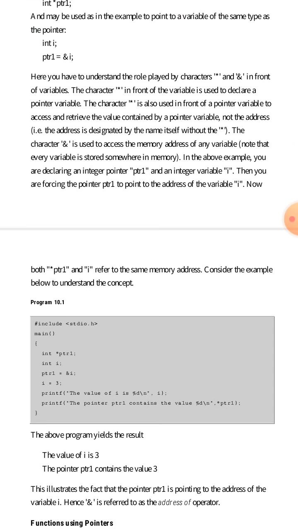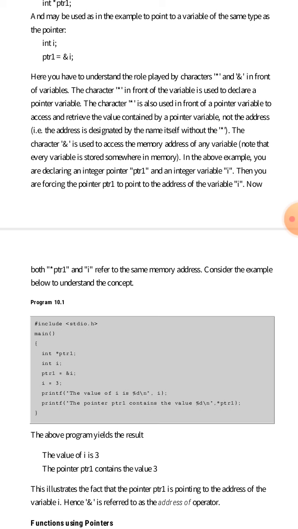Consider the example below to understand the concept. The example has #include <stdio.h>. This is the header file of our program. Then the main function, where we declare the integer pointer named ptr1. Then declare the integer variable i. Then ptr1 = &i. That means ptr1 stores the address of variable i. i = 3.